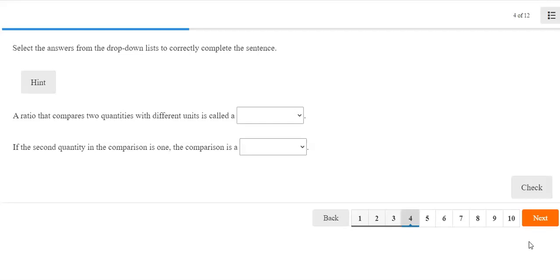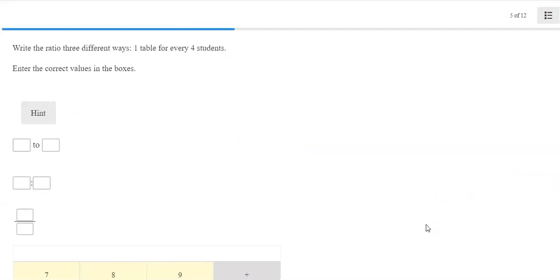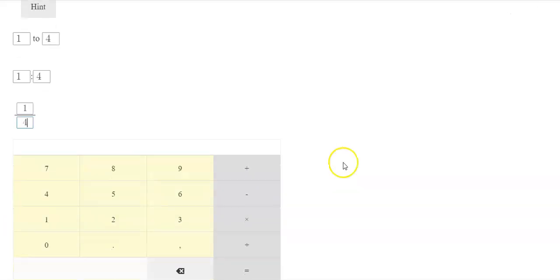A ratio that compares two quantities with different units is called a rate. If the second quantity in the comparison is 1, the comparison is a unit rate. Okay, what are the different ways you can write one table for every 4 students? We have 1 to 4, we have 1 colon 4, and then we have the fraction of 1 over 4.